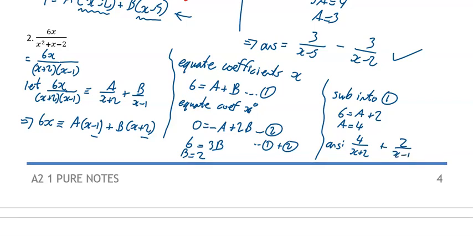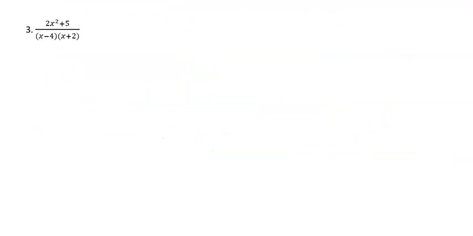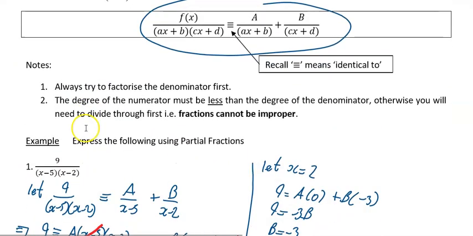And that's it done. Okay, in this next example, we've got a bit of a problem, because if you multiplied out the bottom line, the order of the bottom line would be 2, because the highest power would be x squared. And on the top line, your highest power is also x squared. So we said way back up here, and I didn't really talk about it, that the degree, which means the same as the order, of the numerator must be less than the degree of the denominator, otherwise you will need to divide through first.